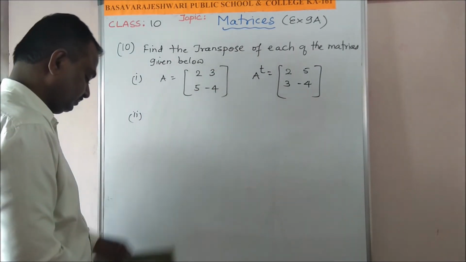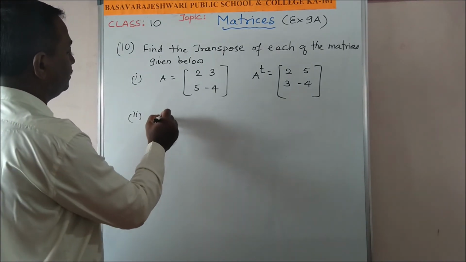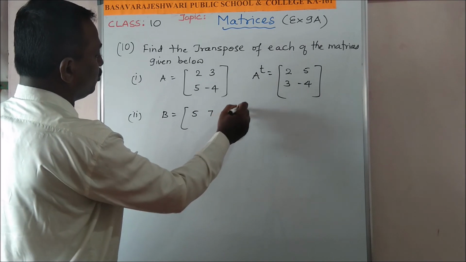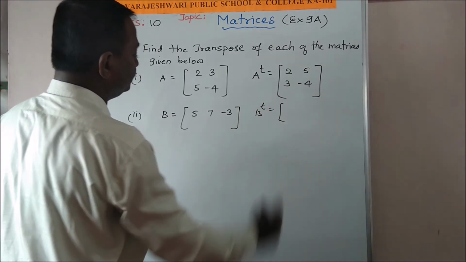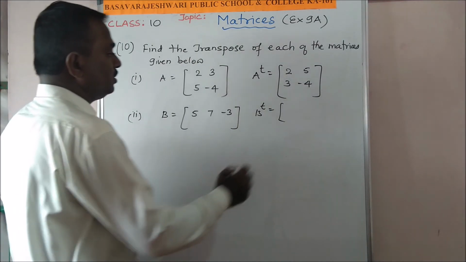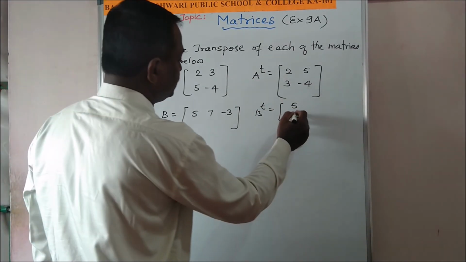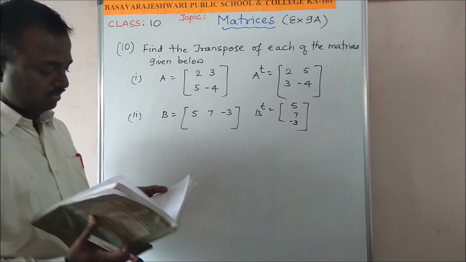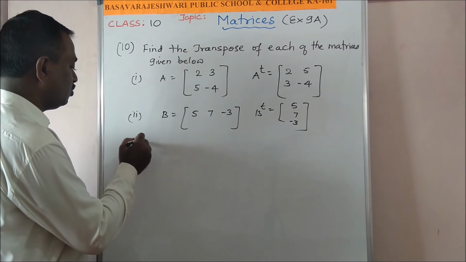Second, 5, 7, minus 3. A row matrix is given. B transpose is equal to 5, 7, minus 3, first row in first column. It becomes a column matrix. So the third one, you do it as homework.